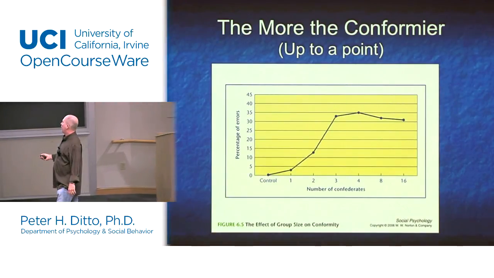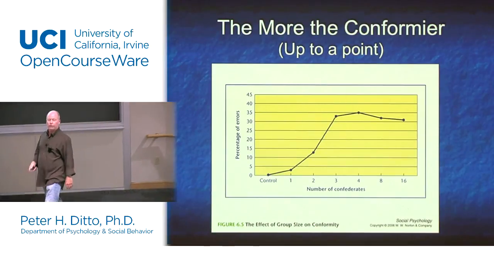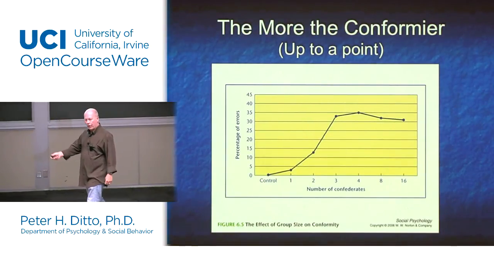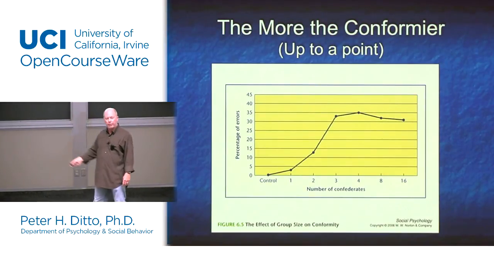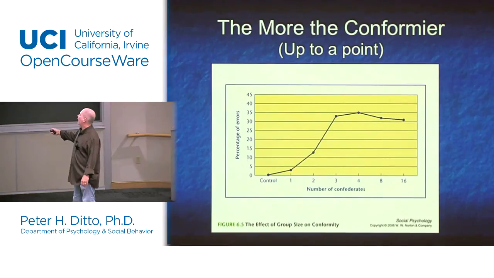This is actually a set of studies that were done. Solomon Asch did a whole series of studies looking at what happens if only one other person gives the wrong answer, what happens with two other people, with three other people, with four other people, et cetera, right? And you see that after one, you get a little bit of conformity. Two is a big jump, right?